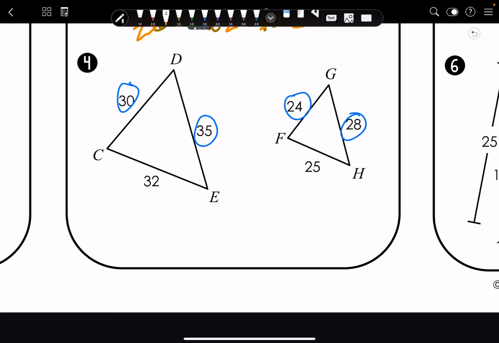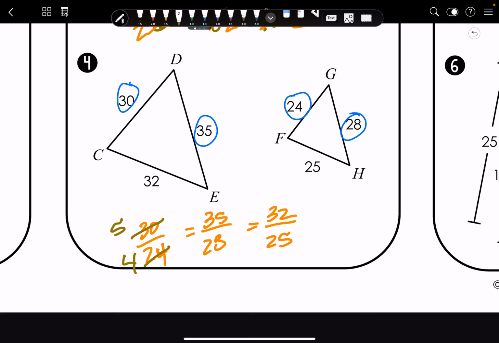So I've got 30 over 24 is equal to 35 over 28. It's equal to 32 over 25. So 30 over 24, divide both by 6, you get 5 over 4. That's good. Divide both by 7 on the second one, and you get 5 over 4. Really good.